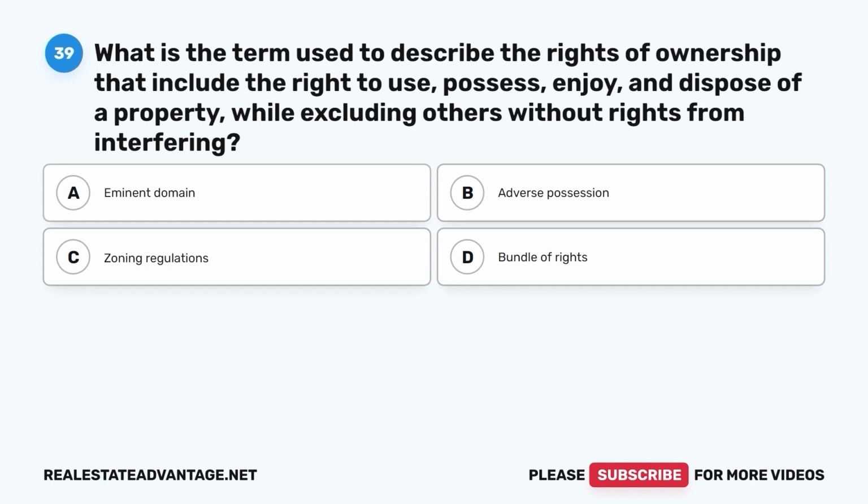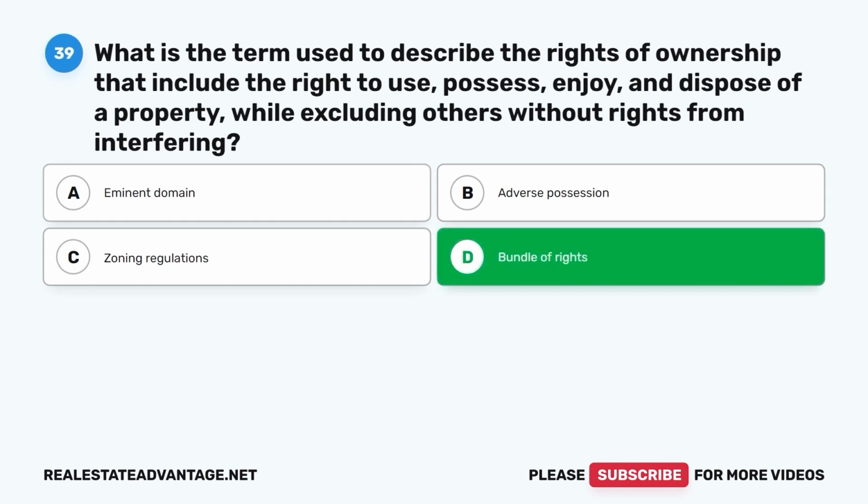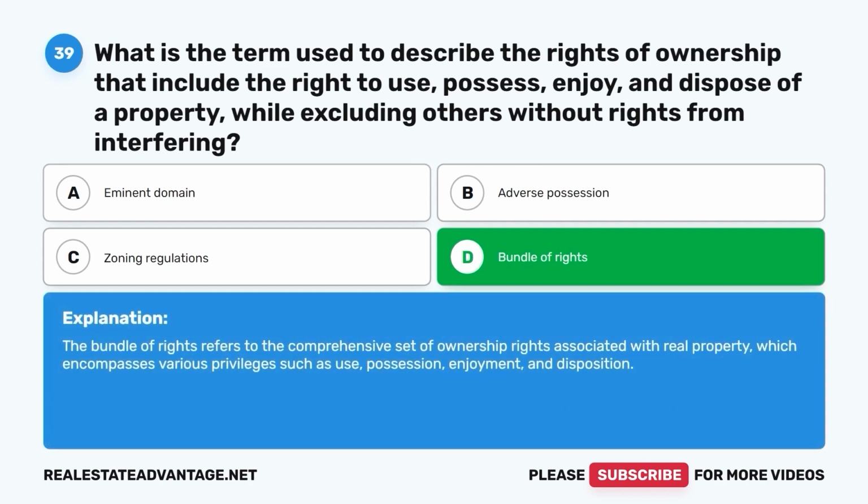What is the term used to describe the rights of ownership that include the right to use, possess, enjoy, and dispose of a property while excluding others without rights from interfering? A. Eminent domain. B. Adverse possession. C. Zoning regulations. D. Bundle of rights. The correct answer is D. Bundle of rights. The bundle of rights refers to the comprehensive set of ownership rights associated with real property, which encompasses various privileges such as use, possession, enjoyment, and disposition.